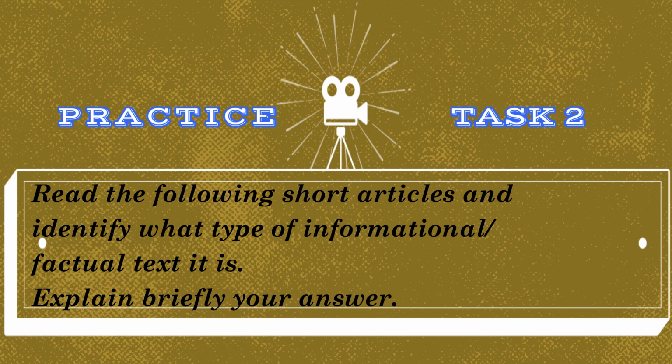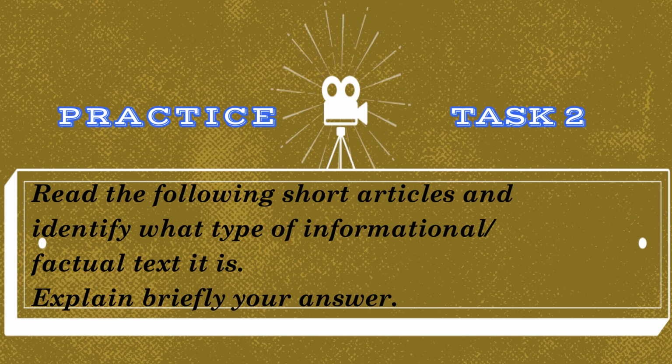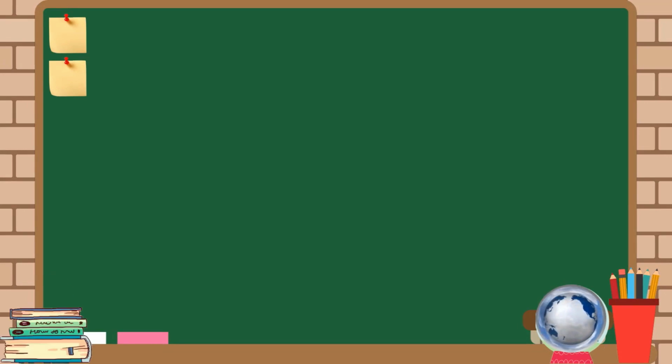Read the following short articles and identify what type of informational or factual text it is. Explain briefly your answer. Article number 1. No homework policy.